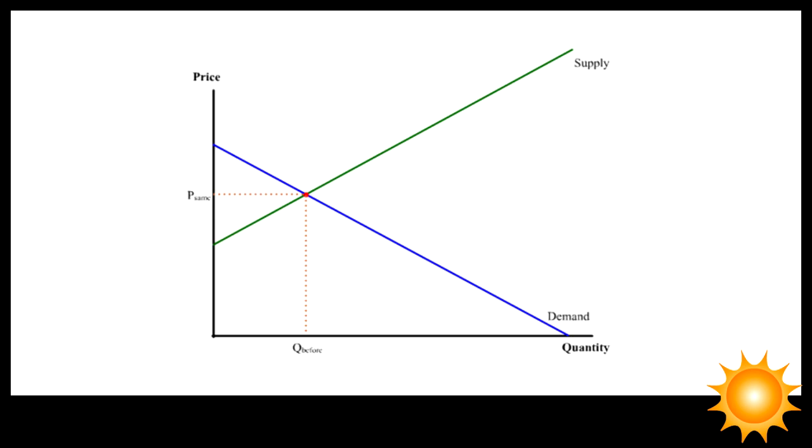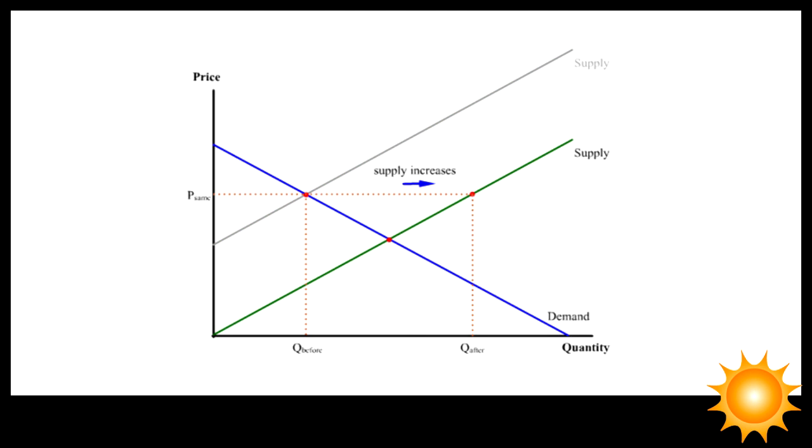When more is supplied at the same price, supply rather than quantity supplied is said to have increased. With demand remaining unchanged, an increase in supply will push down price. After the market clears, a larger quantity is sold at a lower price when supply increases.